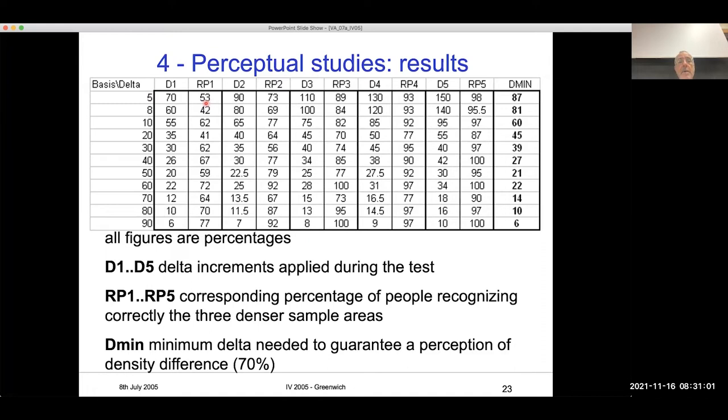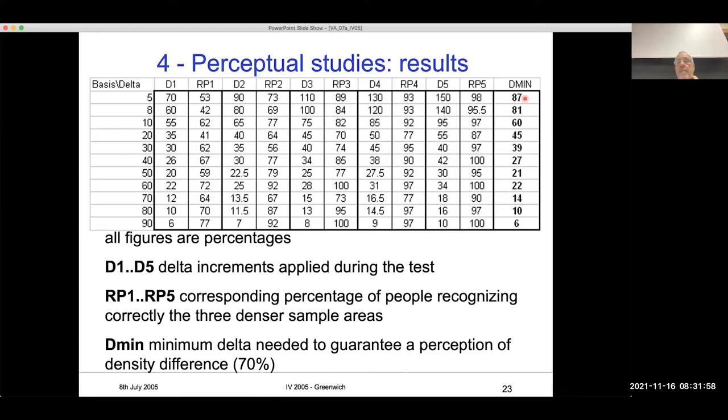Half of people recognize that. This is the percentage of people recognizing the difference. So 70 is too little, it's not okay. With a 90% increment, 73% of people recognize the difference. With a 110% increment, 89% of people recognize that, and so on. And then we considered the minimum delta as the quantity of increment that guarantees a perception of density difference of about 70%, meaning that 7 people out of 10 are able to recognize the difference. And this is the result. So to make two sample areas different, with the first one having 5% of the pixels on, we have to increment that value by 87%, and so on.